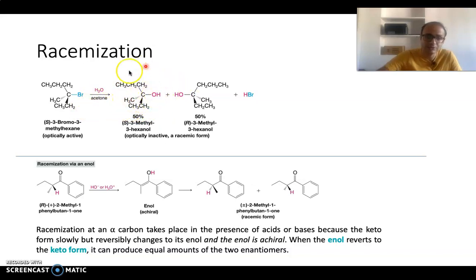Similarly, you have enolization here. It's a carbonyl compound, so the alpha hydrogen can enolize. This is an achiral intermediate, which then again goes back to the ketone stage. It leads to racemization in this particular reaction. So you see, it is a very important drawback. Both the formation of a racemic mixture as well as racemization are drawbacks in asymmetric synthesis.